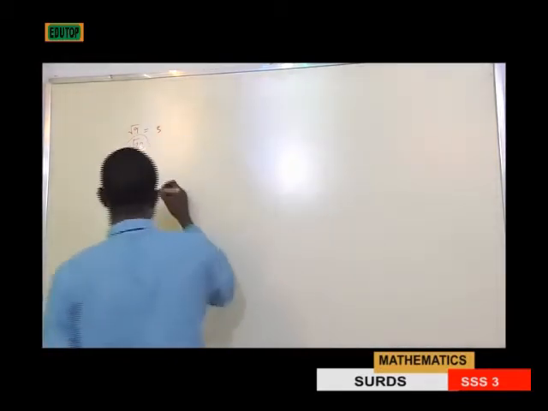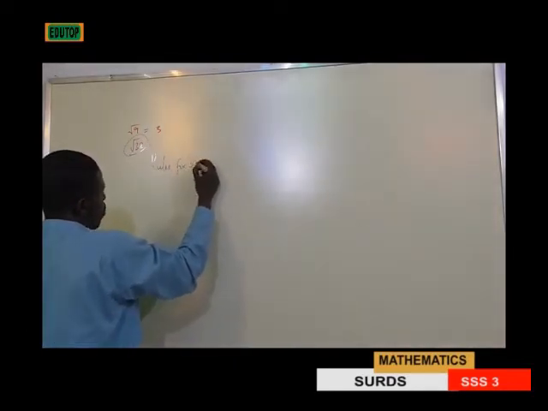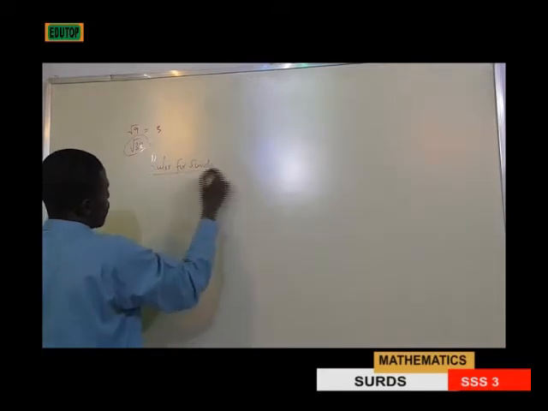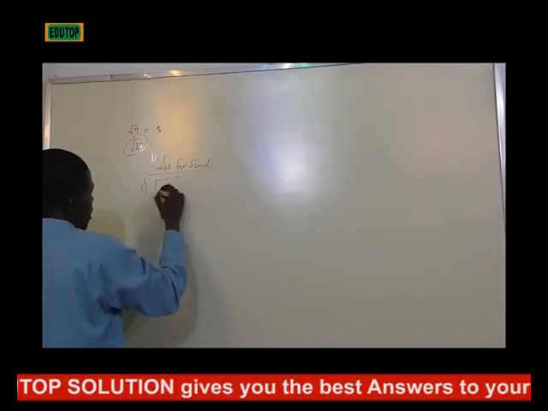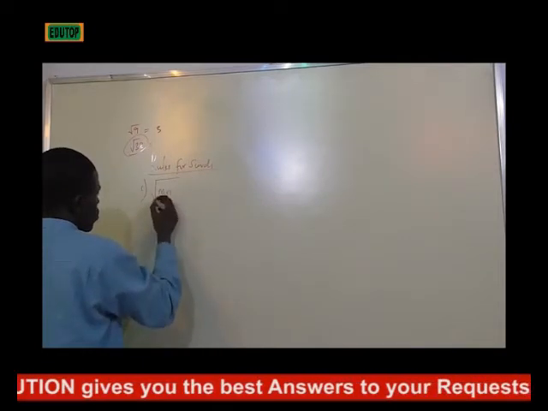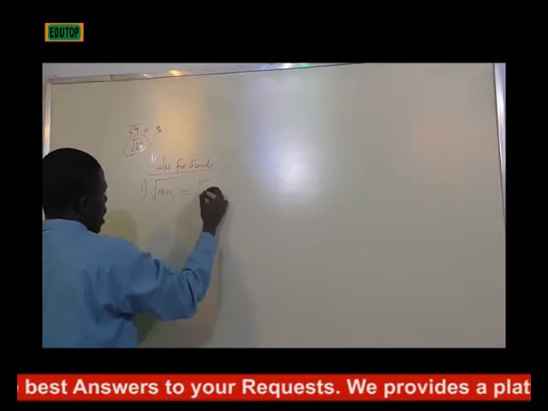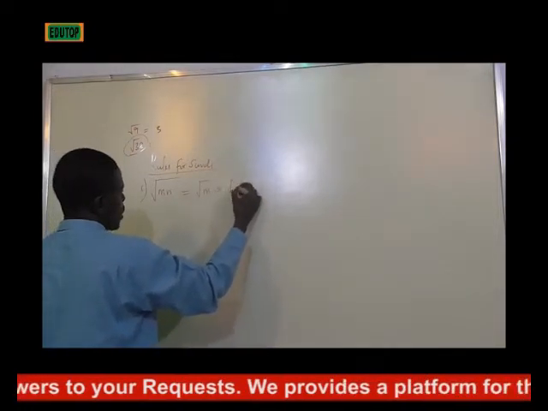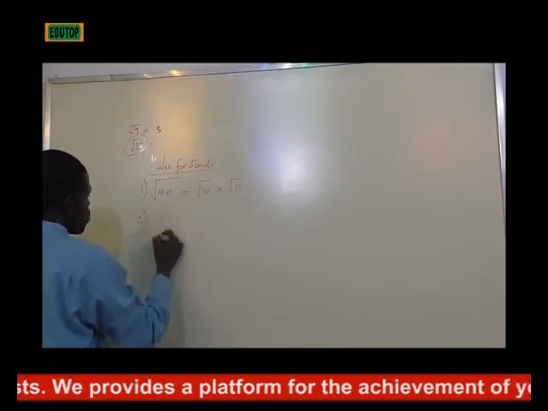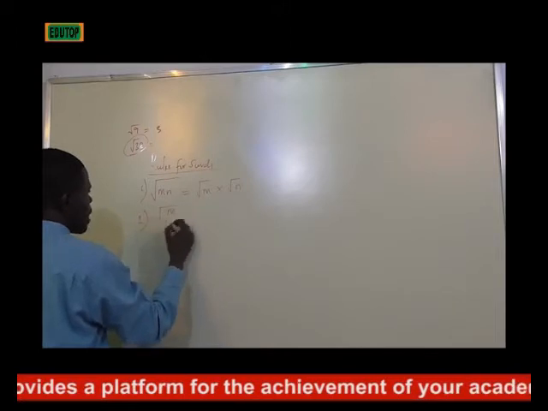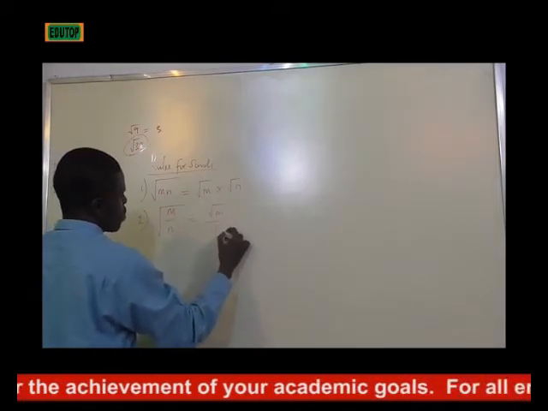In surds, we have rules for surds. The first rule, rule number 1, says that the root of mn can be written as root m times root n. Then we also have the second one, which says that the root of m divided by n can be written as root m over root n.